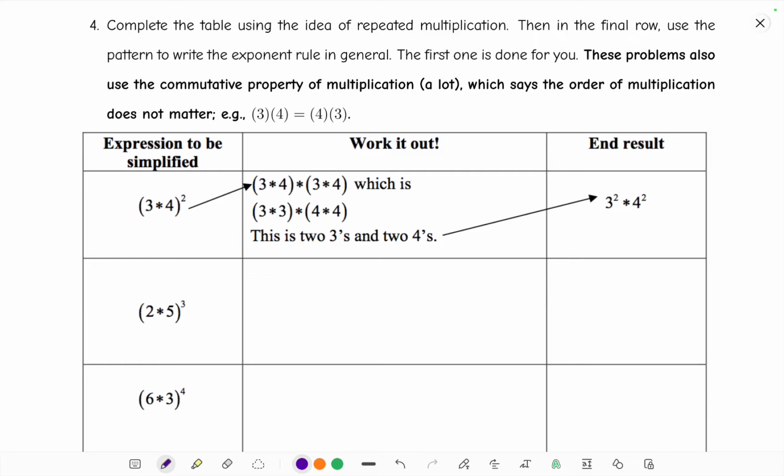These problems also use the commutative property of multiplication a lot, which says that the order of multiplication does not matter. In other words, 3 times 4 is the same thing as 4 times 3. So, like I said, the first one is done for us, which is (3 times 4) to the second power. Well, that means 3 times 4 times 3 times 4, which is the same as 3 times 3 times 4 times 4 using the commutative property, which then is 3 squared times 4 squared.